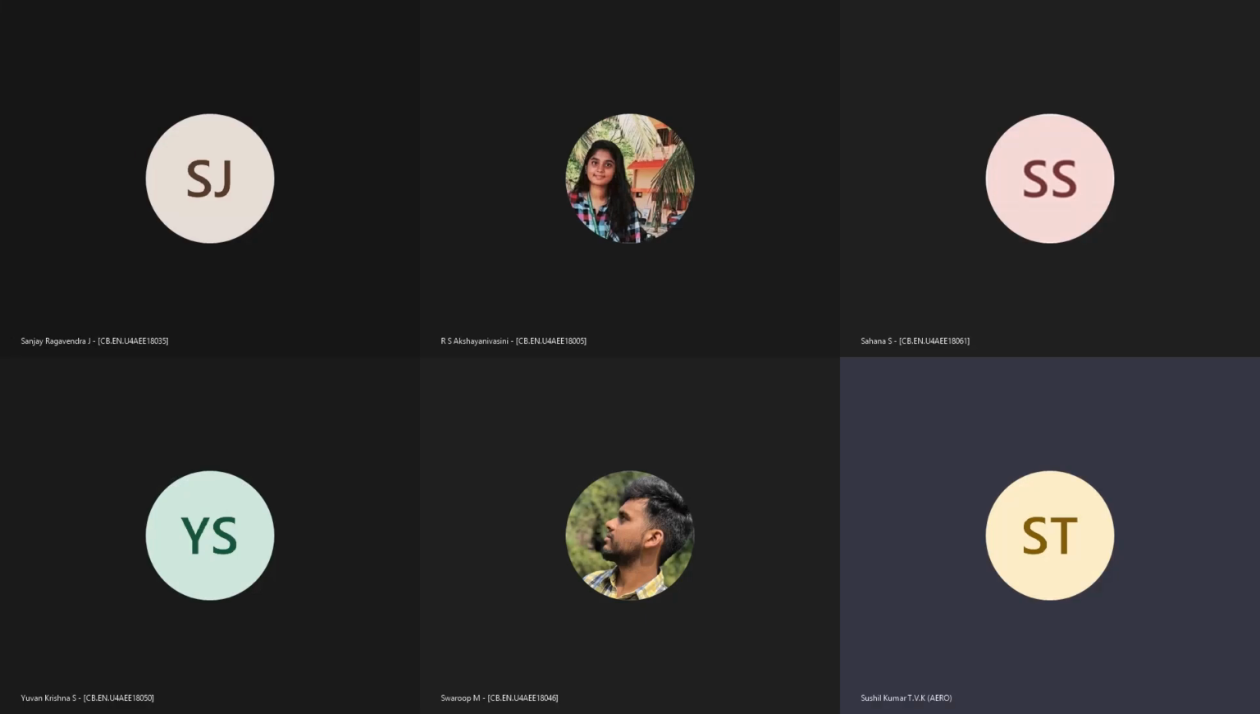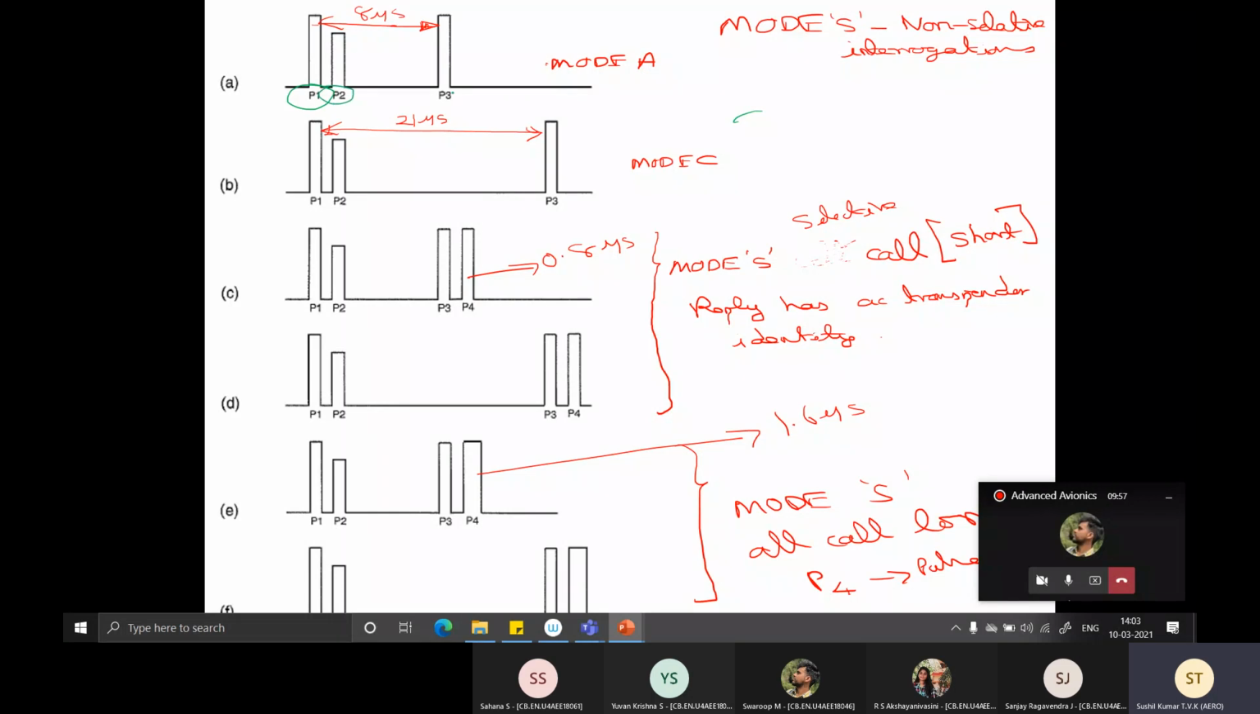P1, then you have the P2 pulse for side lobe suppression, and then P3. The distance between P1 and P3 will tell you which mode it is. If it is 8, it is going to be mode A, and 21 microsecond corresponds to mode C.